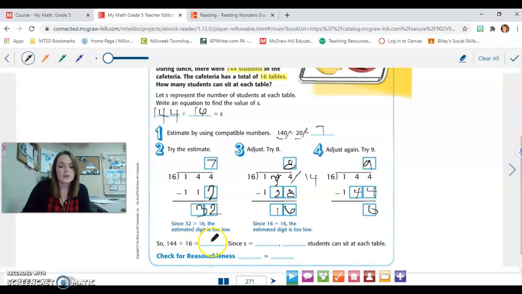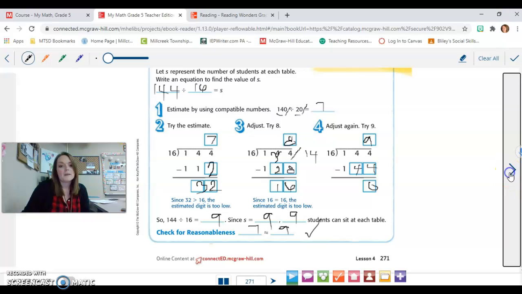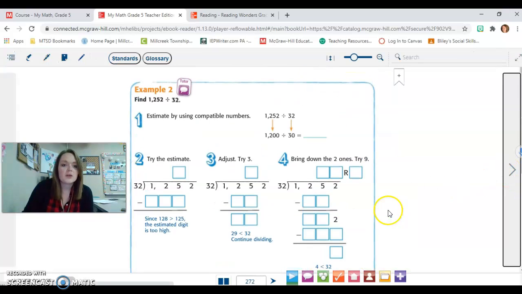So 144 divided by 16 gives me 9. S equals 9, and there are 9 students at each table. Is 7 close to 9, or similar, a reasonable answer? Yes, our answer checks. Let's go to the next page.